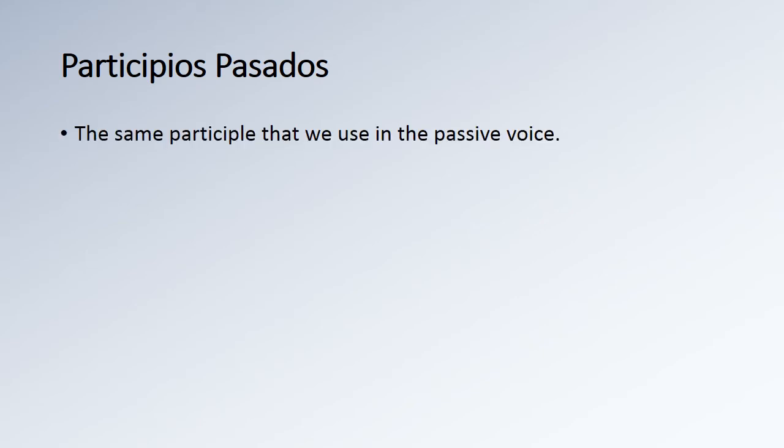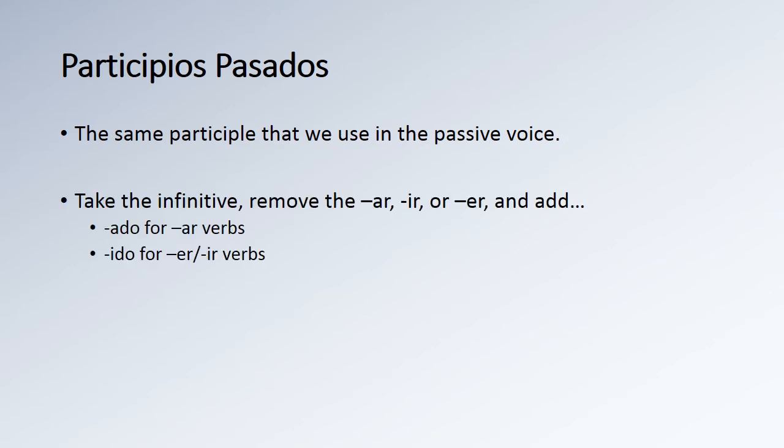Lucky for you, you already know how to form past participles. We've already worked with past participles when we were talking about the passive voice. So just to remind you, you take the infinitive, you take off the AR, ER, or IR ending, and then you add ado if it's an AR verb, or ido if it's an ER or IR verb.